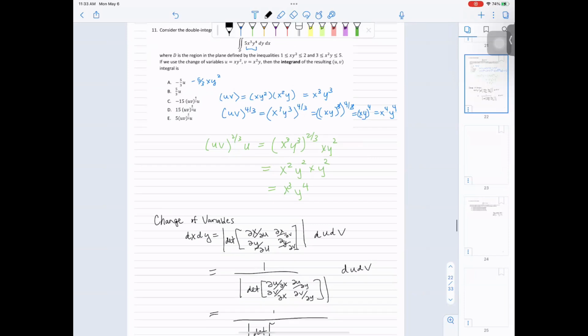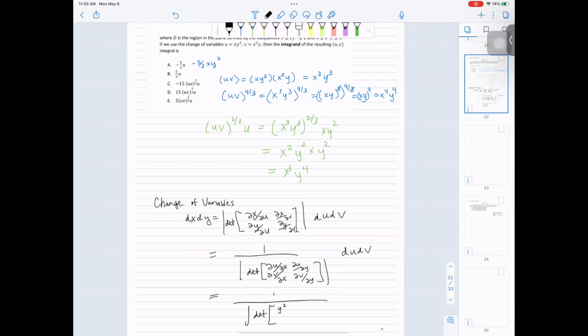What is this matrix? The partial with respect to x is y squared. With respect to y is 2xy. This with respect to x is this, and y is x squared.